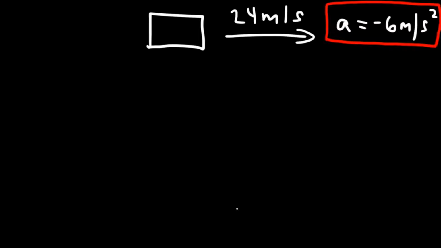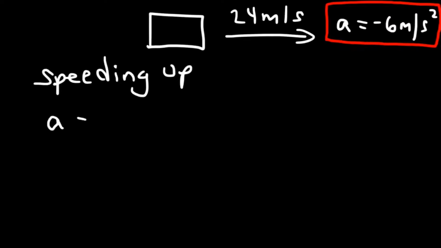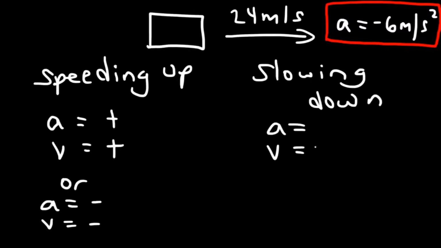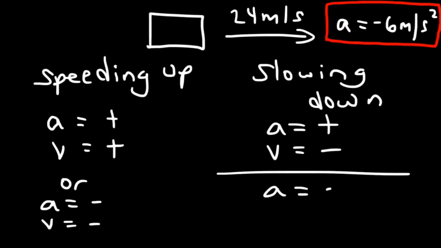So the object would be speeding up, or the speed will increase, if the acceleration and the velocity have the same sign, if they are both positive or both negative. The object would be slowing down if the velocity and the acceleration have the opposite sign, either positive and negative or negative and positive.